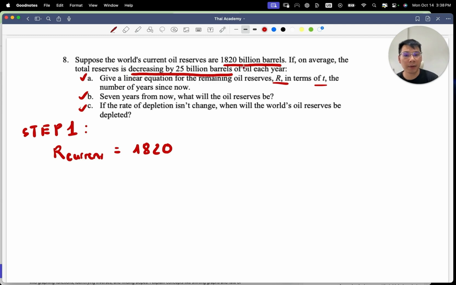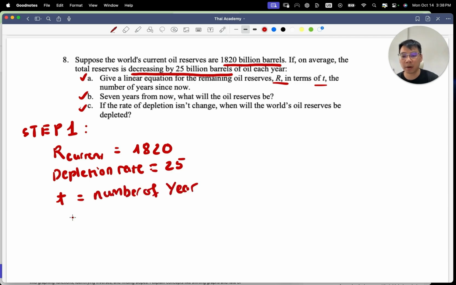Now, if on average the total reserve is decreasing by 25 billion, so you're going to say the depletion rate is equal to 25 billion, okay? And then you also need to identify the t or the r. So t is equal to time, the number of years, and r is the reserve.